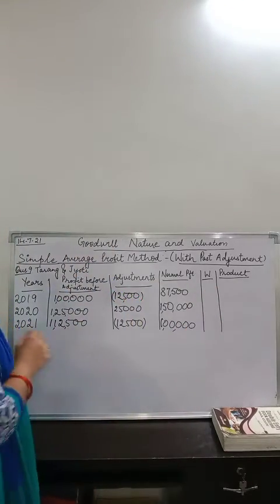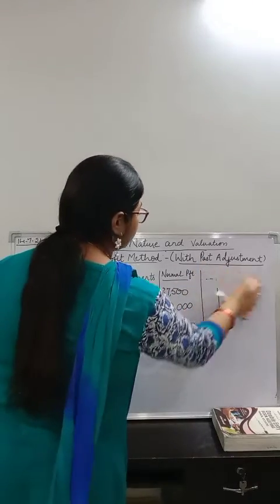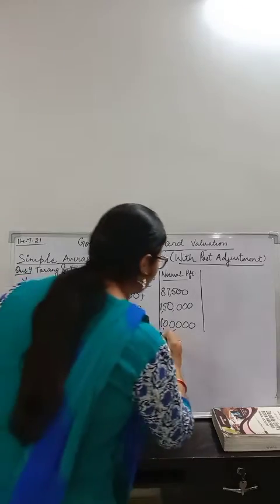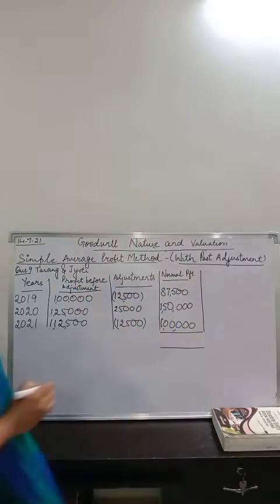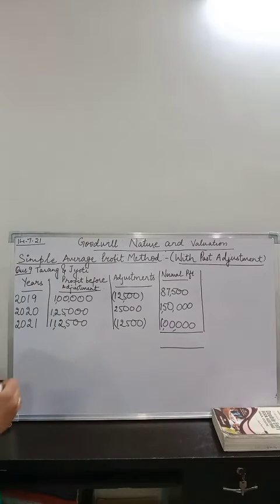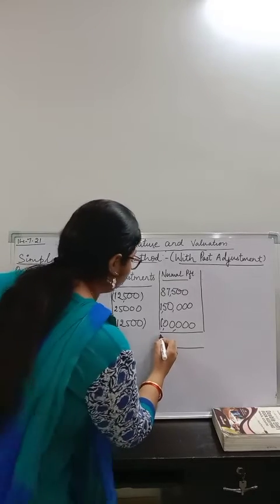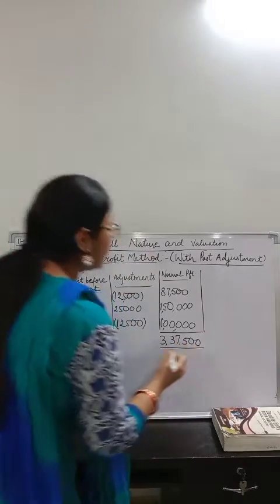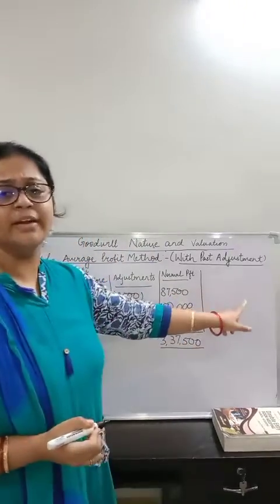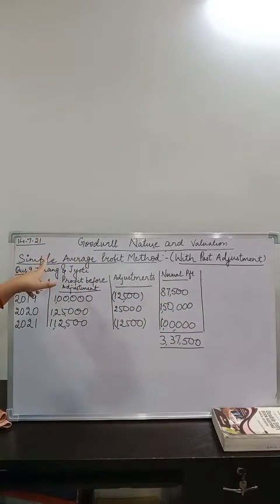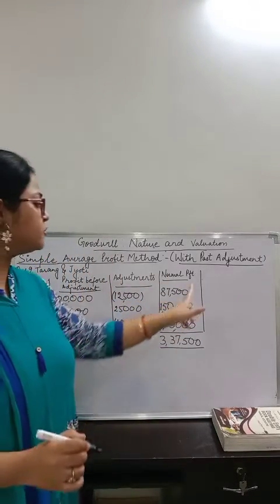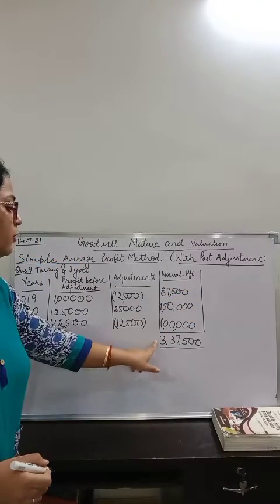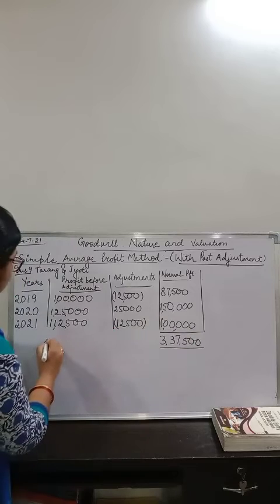Again, if this would have been the weighted average method, then we would provide the weights. We will not do this. So the normal profits are available to us, and then we will find the sum of these amounts, which is 3,37,500. I repeat, we will not take the weightage column because this is the simple average method. Had this been the weighted average method, then you would have added those two columns at the end.